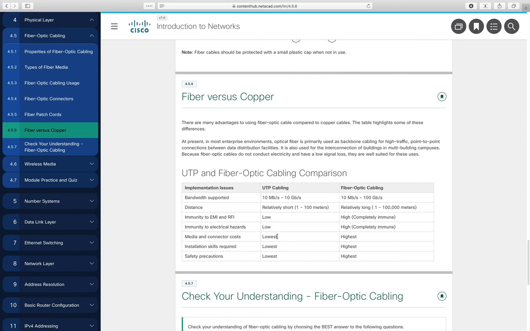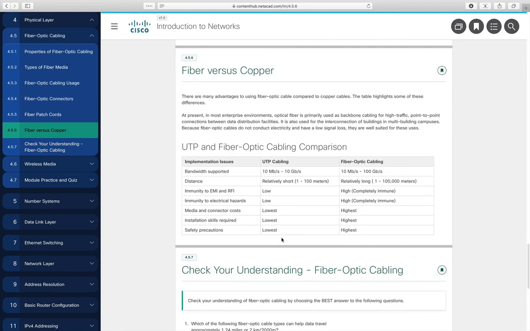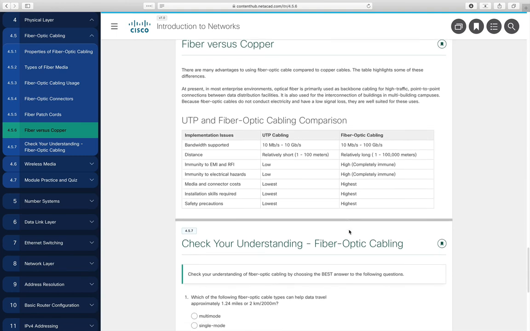Again, installation and media is the lowest cost for unshielded twisted pair. It is the highest cost with fiber optic cable. And then as far as safety precautions, that is making sure you don't damage the cabling. You really have to worry about that with fiber optic cable. It is very fragile.